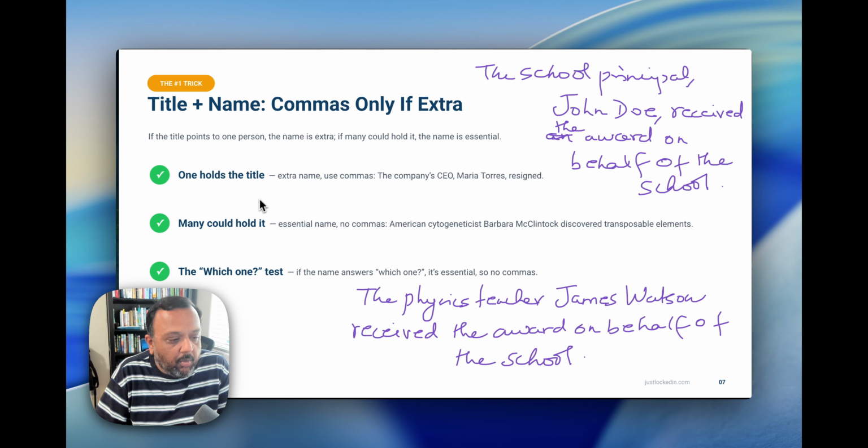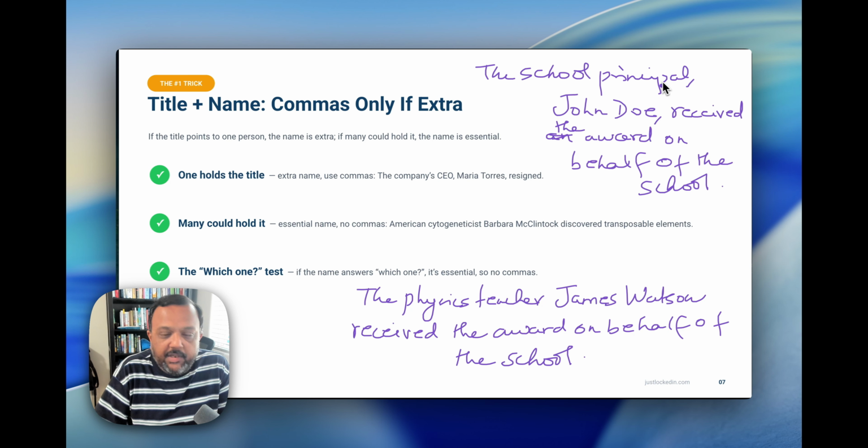If many could hold the title, right? Like for example, American cytogeneticist Barbara McClintock discovered transposable elements. Okay, so there could be several cytogeneticists, and therefore you need a name to answer which one. Okay, so there's the which one test. If the name answers which one, it is essential, so no commas, right? So this is a great test to do.